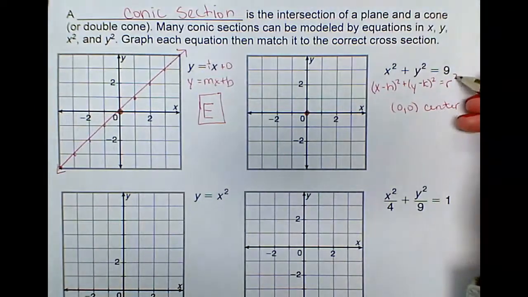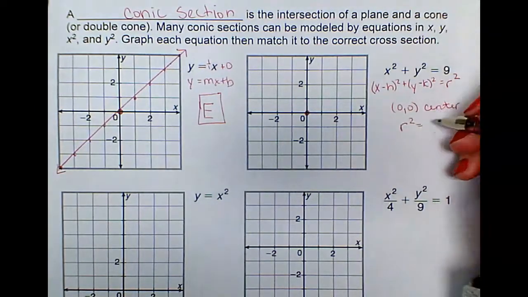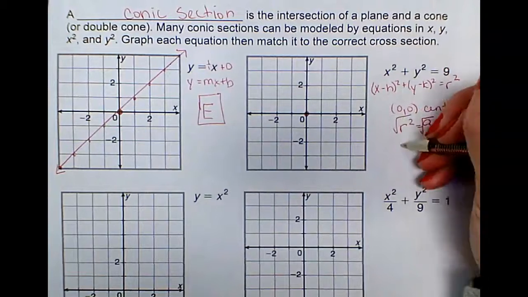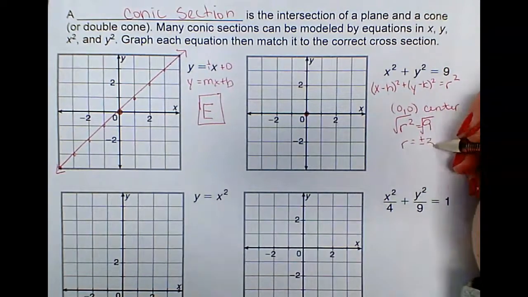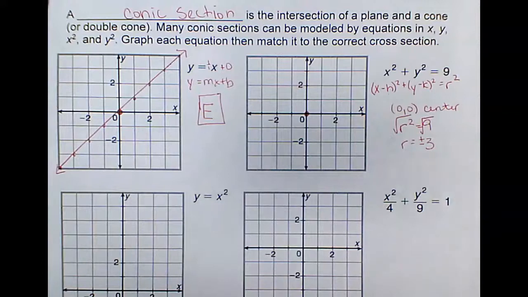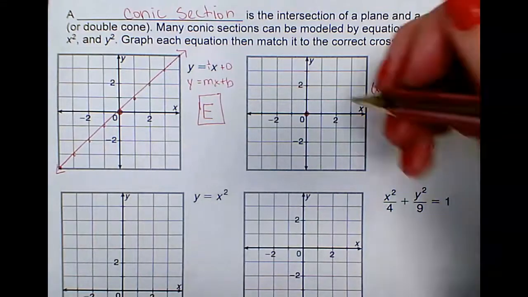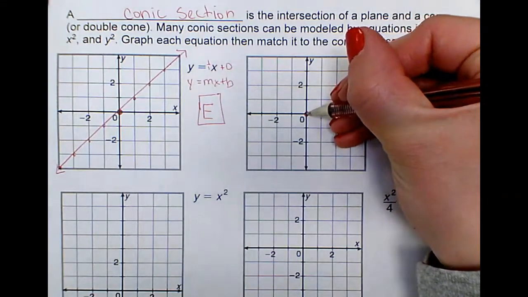And the radius squared is 9. So if you square root the radius squared, the radius is plus or minus 3. Now we can't have a negative distance for radius, so we're just going to say 3. So I'm going to count 3 in all cardinal directions.